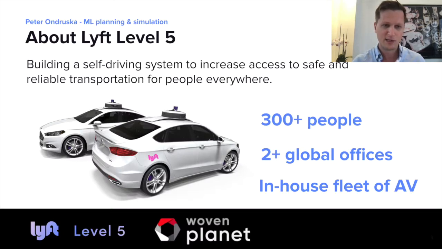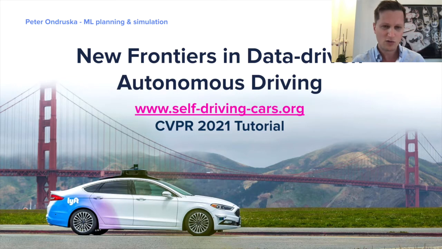Before we dive in, let me tell you a little bit more about Level 5. We are part of Lyft, and now we are becoming a part of Toyota Woven Planet. We have more than 300 people across California and London. We are operating our in-house fleet of autonomous vehicles, and we are working towards development of L4 and L5 self-driving technology. We are also organizing a tutorial on data-driven autonomy, which is very much something I will be talking about here as well. If you want to learn more, please visit www.selfdrivingcars.org.